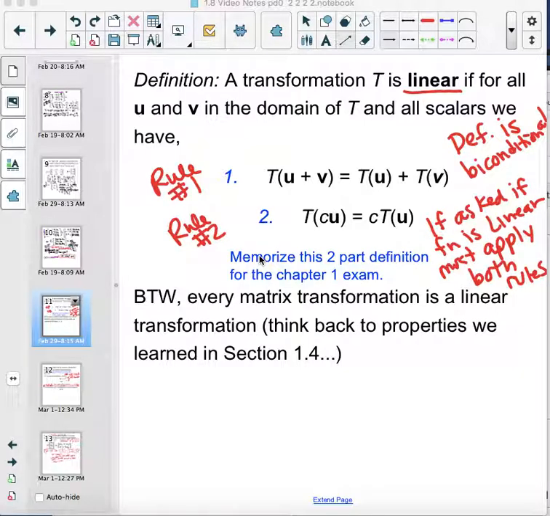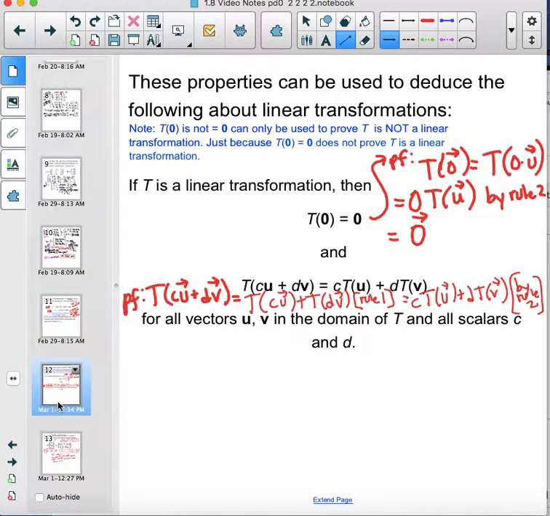So every matrix transformation is a linear transformation. The ones that we've been doing, right? Let's look at T is a linear transformation. Then two things are going to be true. T of the 0 vector is the 0 vector, and T of the combination cu plus dv is the scalar times the transformation plus the other.